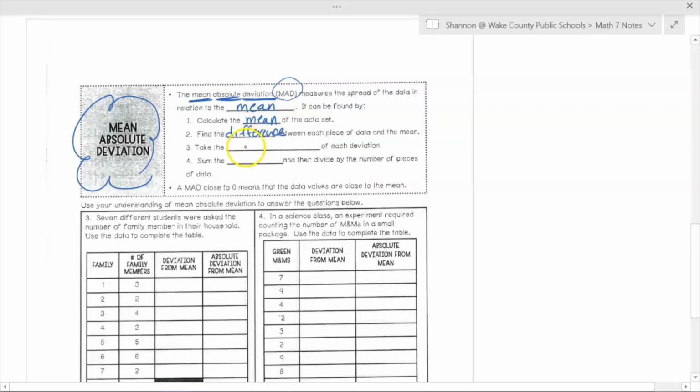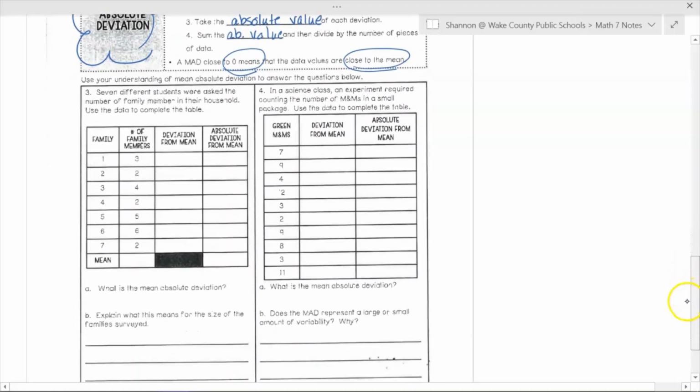Take the absolute value, which is just a long way of saying we're not going to worry about positive and negative. Sum the absolute values, and then divide by the number of pieces of data. A MAD close to 0 means the data values are close to the mean. So again, low MAD is usually a good thing.